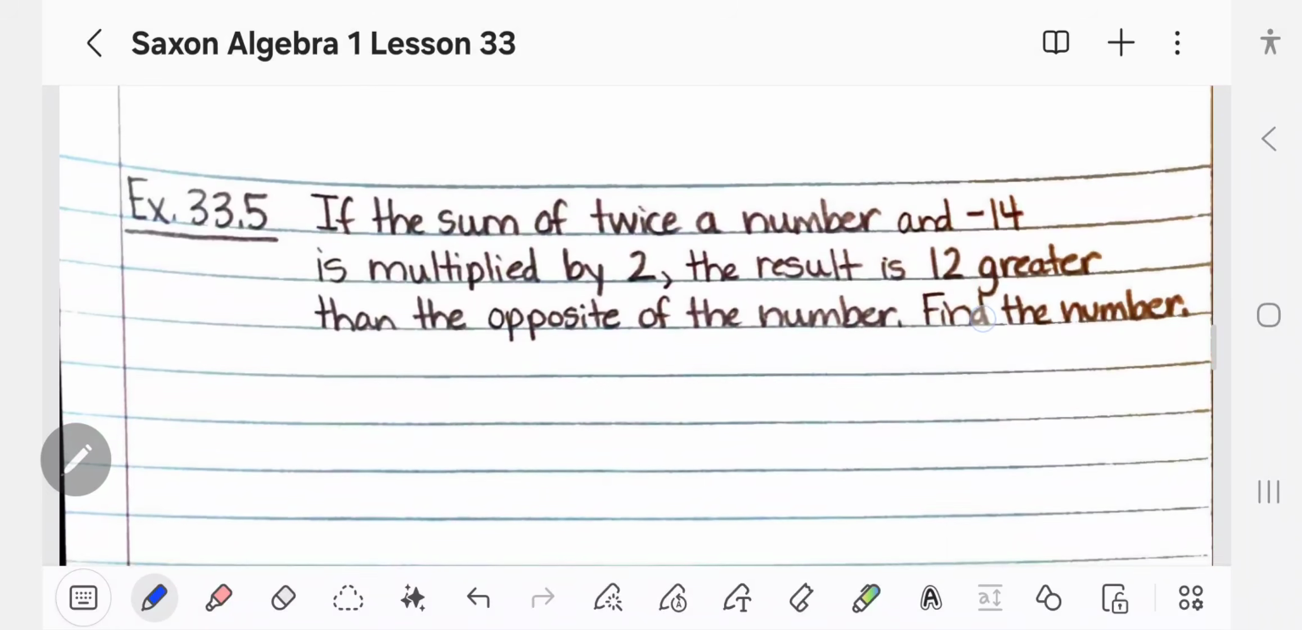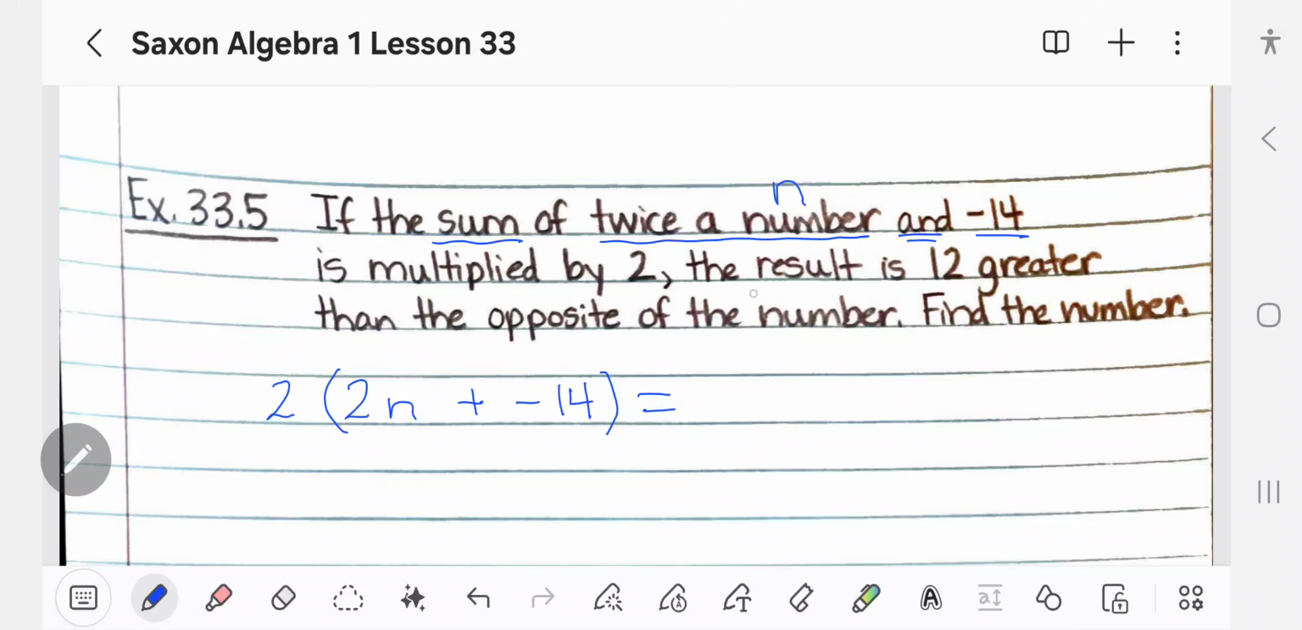33.5. If the sum, so we're going to be adding some things, of twice a number, and the number is n. So the sum is twice a number and negative 14. If the sum of twice a number and negative 14 is multiplied by 2. Now, careful here. The sum is multiplied by 2. So we're going to have to find the sum. So we indicate that by putting parentheses and then multiply that sum by 2.